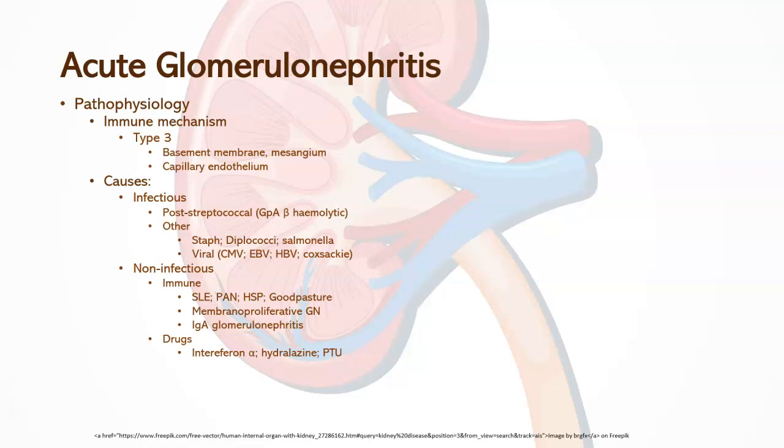There are immune causes such as SLE, polyarteritis nodosa, Henoch-Schönlein purpura, and Goodpasture syndrome, and other immune diseases that are specific to the glomerulus, such as membranoproliferative glomerulonephritis and IgA glomerulonephritis. Many drugs can cause acute glomerulonephritis. Some of the more common drugs that lead to this condition are interferon alpha, hydralazine, and propylthiouracil.